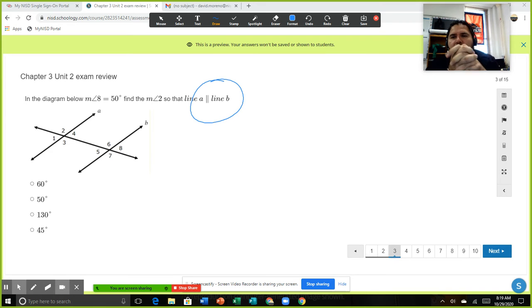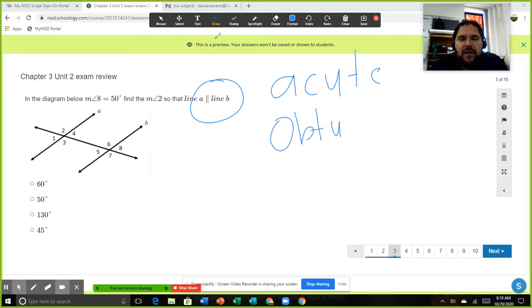The biggest thing that I want you guys to take away is about acute angles, right? So look at your page, look at your picture. All acute angles are congruent. All obtuse angles are congruent. That's the big thing I want you to take away. Acute angles are congruent. Obtuse angles are congruent. So let's look at angle 8.